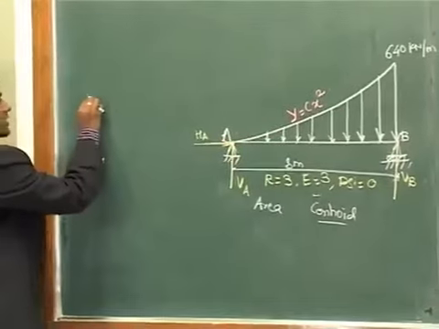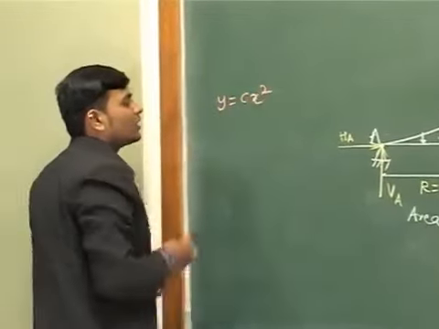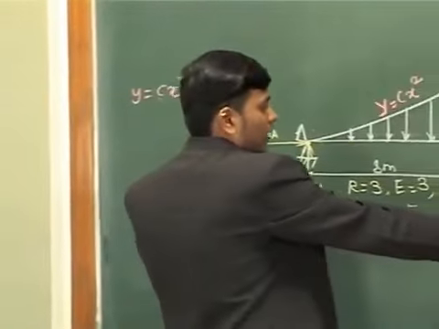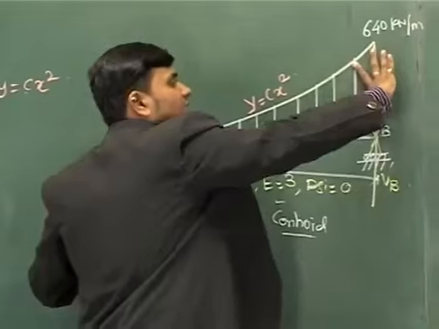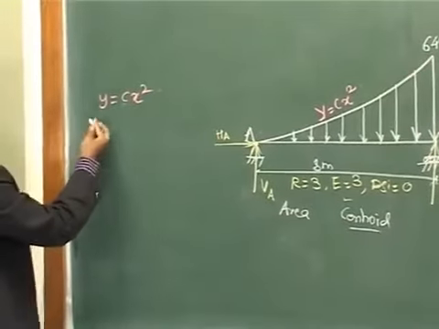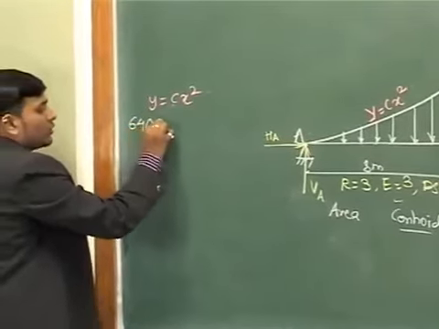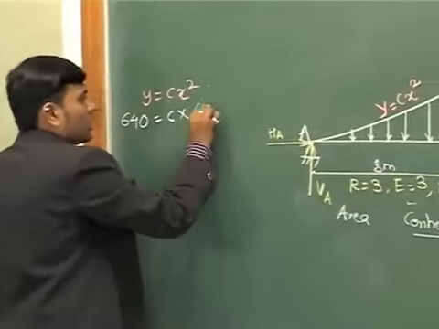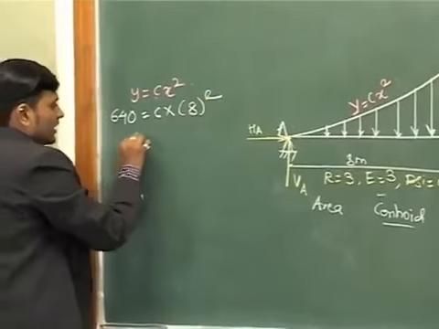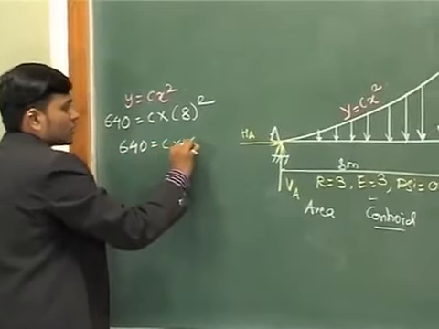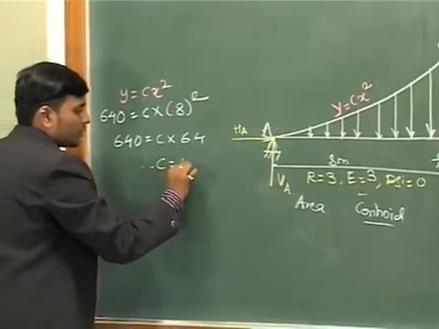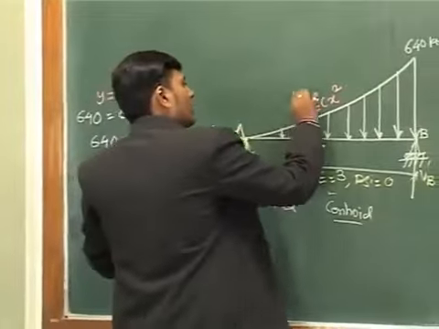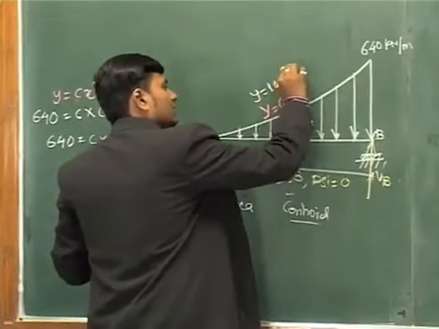So y is equal to cx square. This is the equation of the curve. First of all we have to calculate this constant, which is when x is equal to 8, y is equal to 640. So I will substitute y is equal to 640. X is 8, so 8 square, so 640 equals C into 64, therefore C comes out to be 10. So your equation now is y is equal to 10x square.